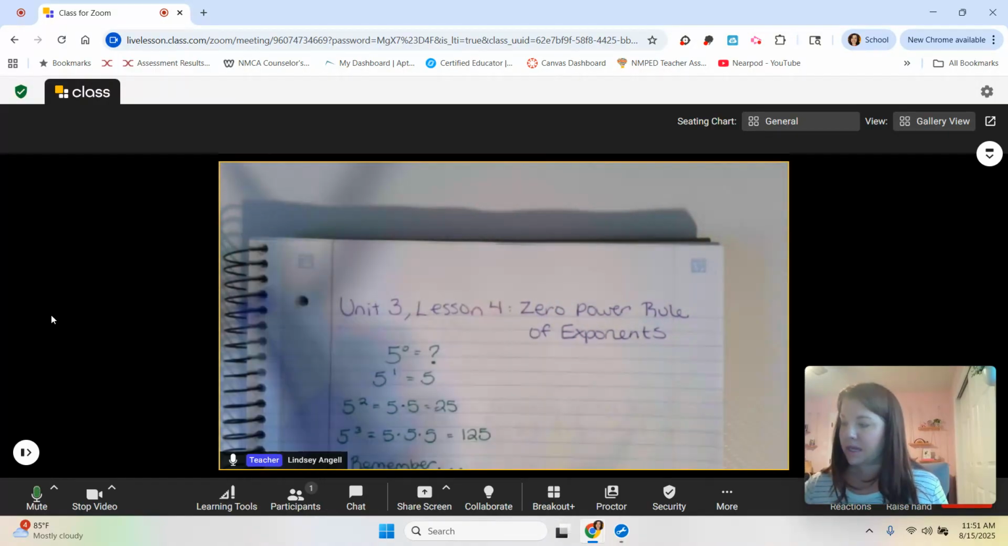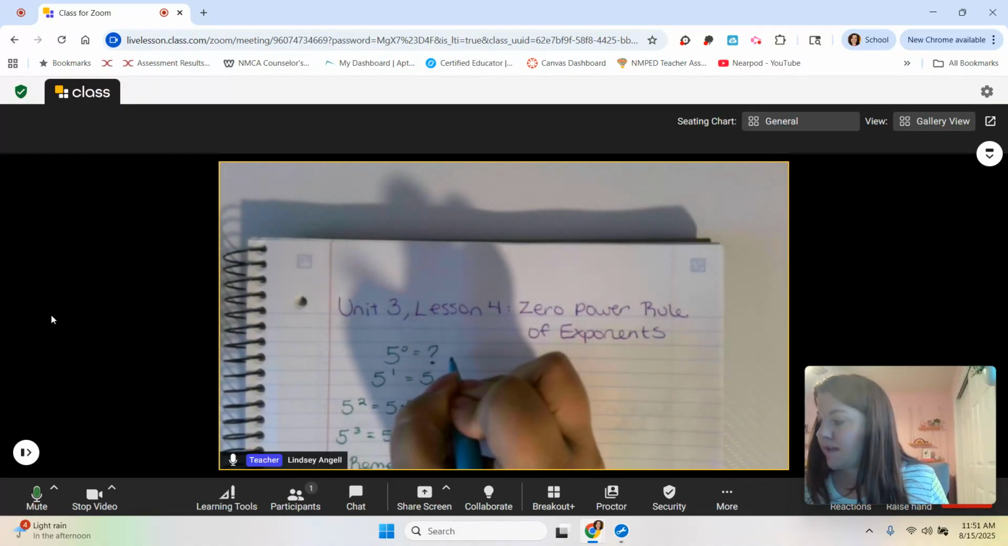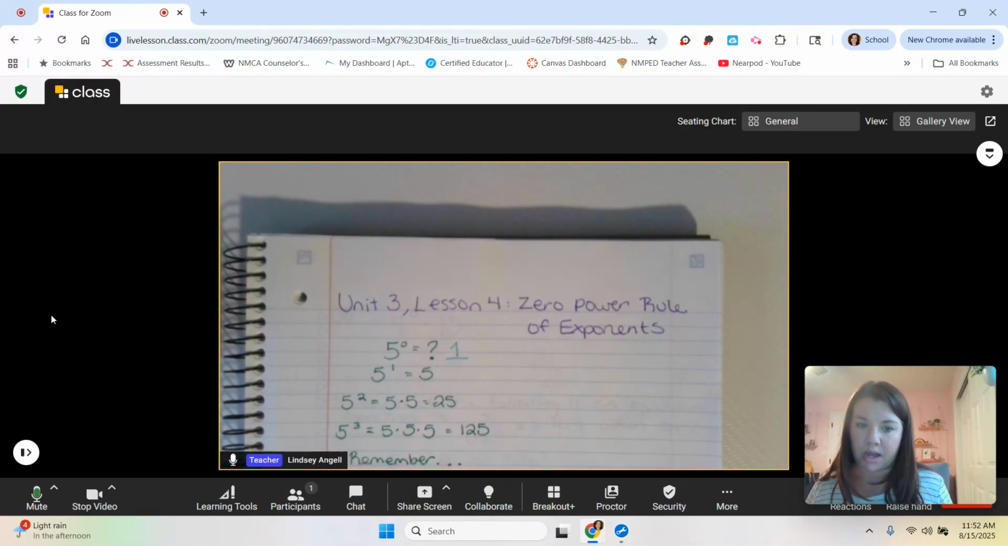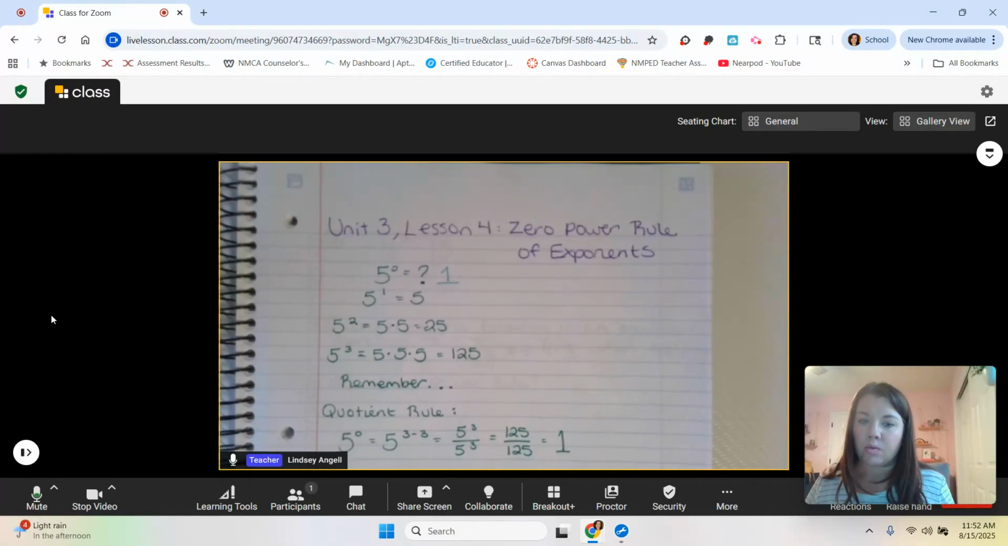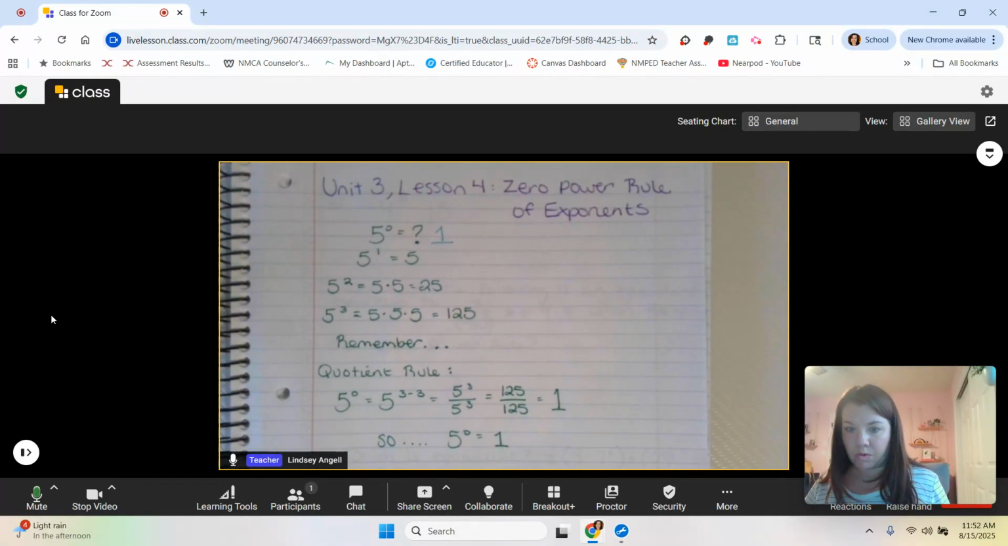So then what does that mean if there's a 0? What happens there? Maybe you've heard it, maybe you just know it, you have it memorized, and that's awesome. That 5 to the 0 power is 1. Or any number to the 0 power is 1. So we can prove that with the quotient rule that we worked with in the last lesson.